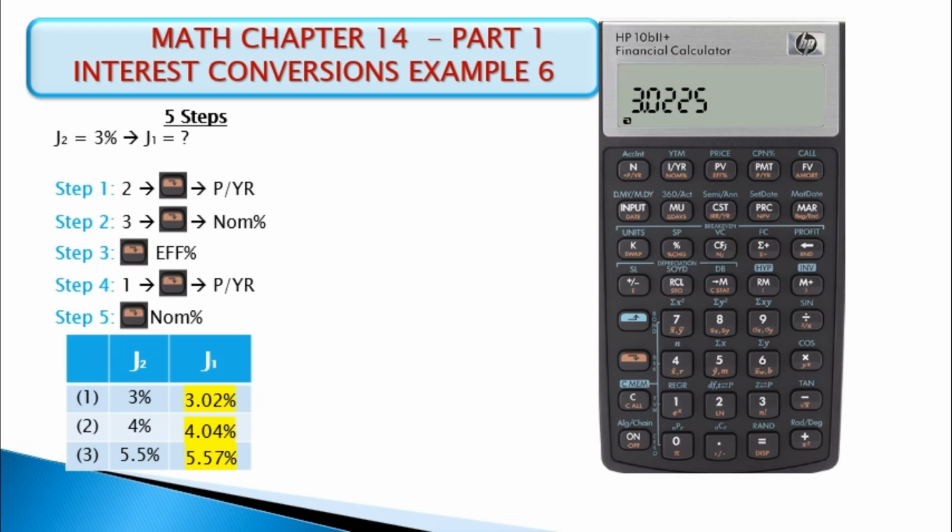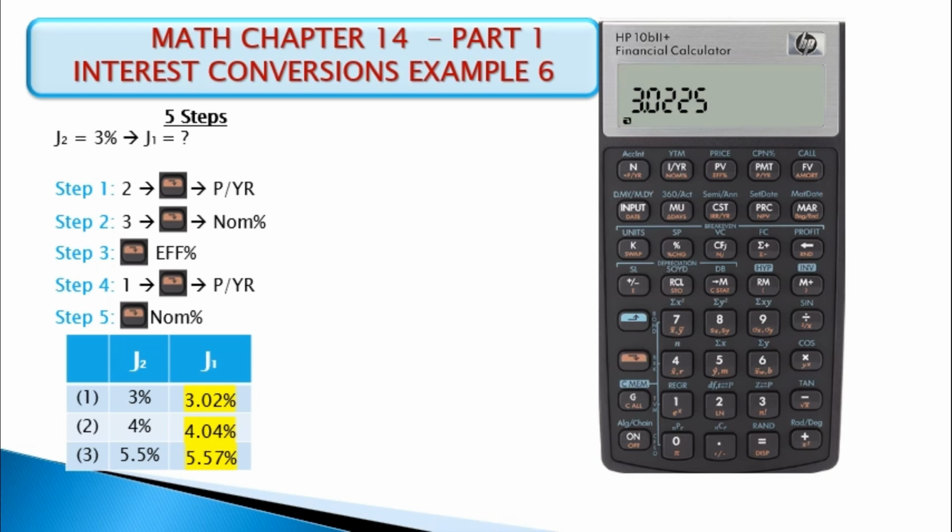Okay, let's do this one more time. We're going to take J2 equals 3%. That's step 1. And 3%, step 2. What's the middle step? Step 3 is there, the middle step. And step 4, what are we looking for? We're looking for J1. And the answer is step 5. So what we figured out is what J2 equal to 3% is equal to in terms of J1.